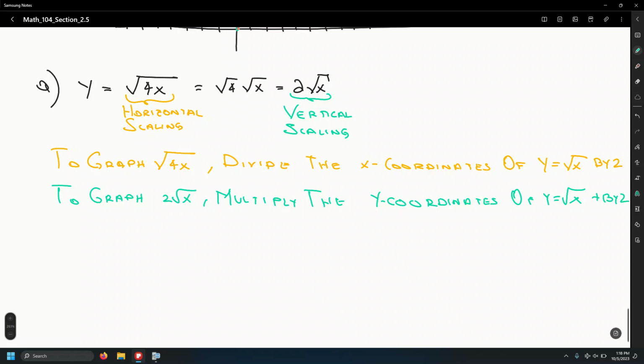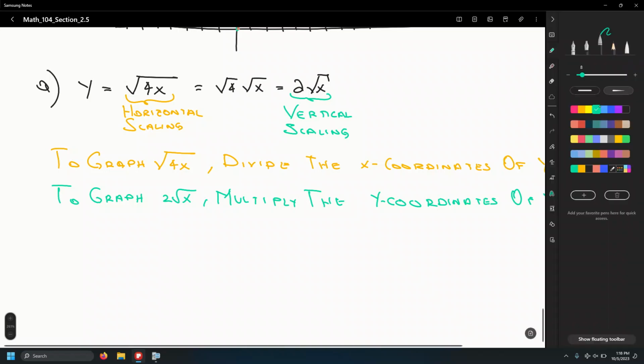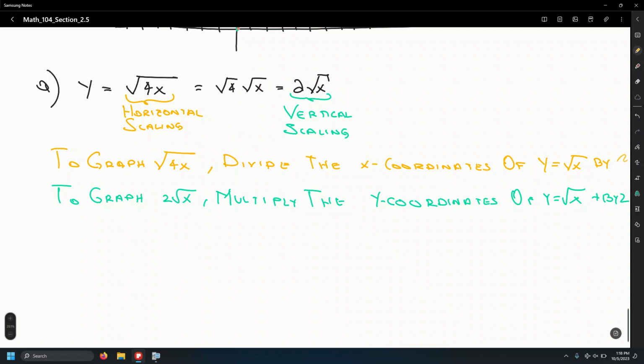Let me do another example. How about y equals 1 under root x? The x coordinates. So is it now 4? Yeah, so we divide by 4. Yeah, my bad. Let me do another example without the silly mistake.